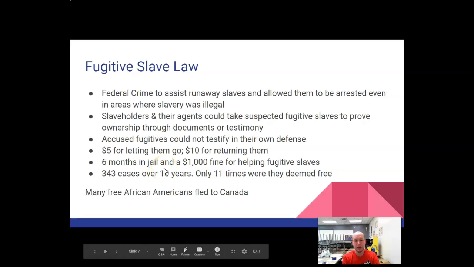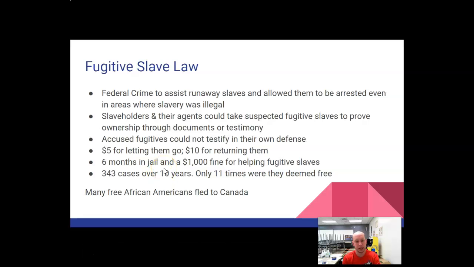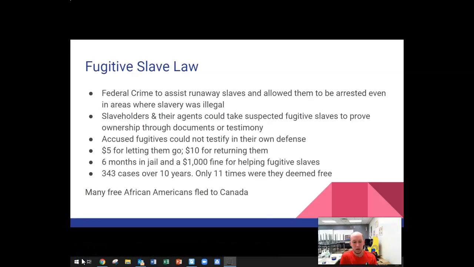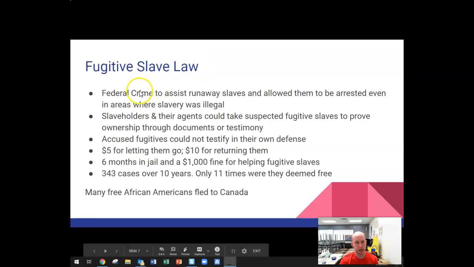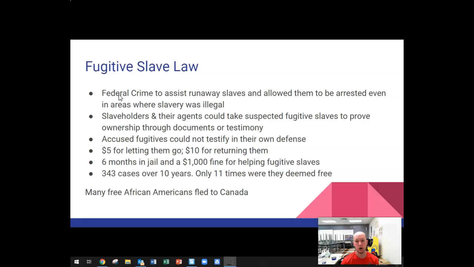Now, one big thing that happened was the Fugitive Slave Law of 1850. Now, the Fugitive Slave Law is exactly what it sounds like. It made it a federal crime to assist runaway slaves and allowed the slaves to be arrested even in areas where slavery was illegal. So it kind of goes back to the Dred Scott thing. If you're a runaway slave and you're caught, let's say in Pennsylvania, a state that was free, it didn't matter. That was still legal, and you could be arrested and sent back.